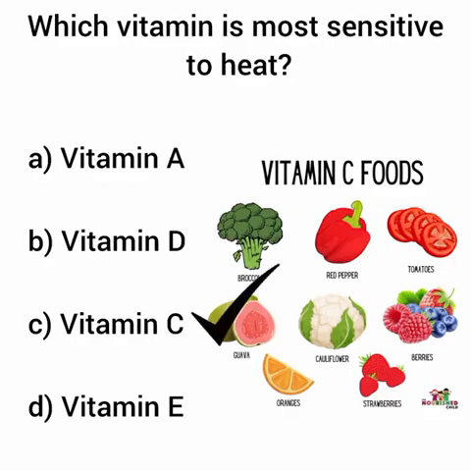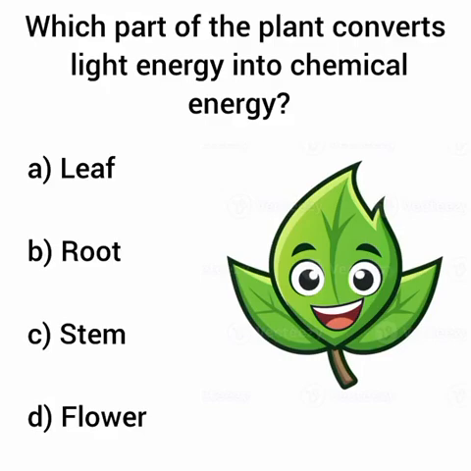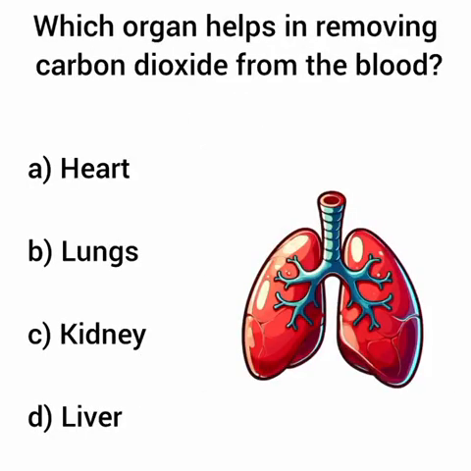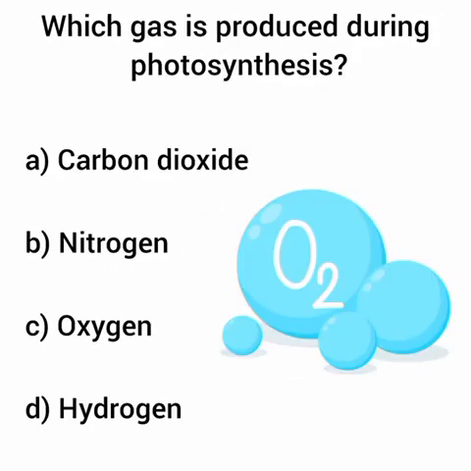Answer C. Vitamin C. Which part of the plant converts light energy into chemical energy? Answer A. Leaf. Which organ helps in removing carbon dioxide from the blood? Answer B. Lungs. Which gas is produced during photosynthesis?